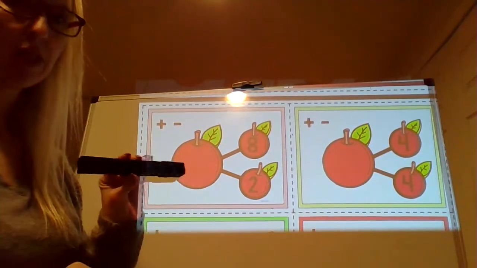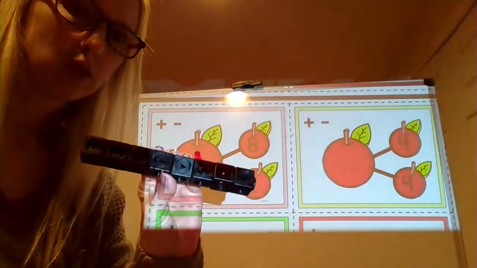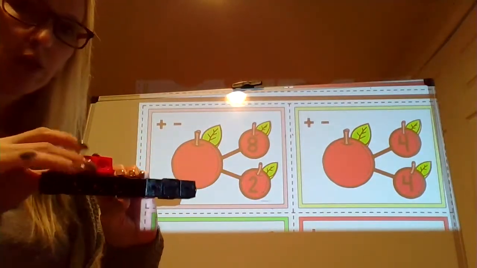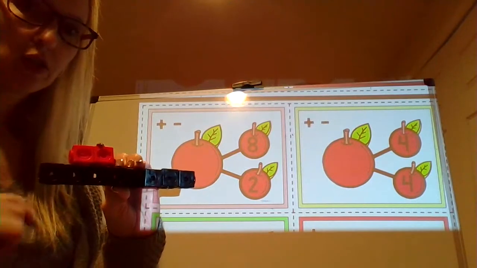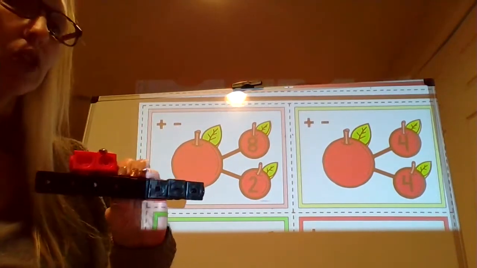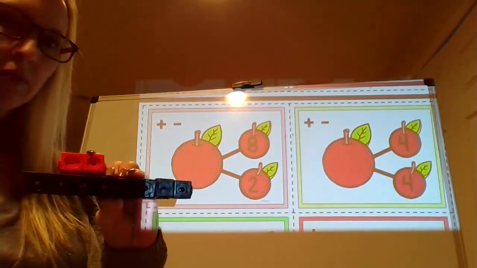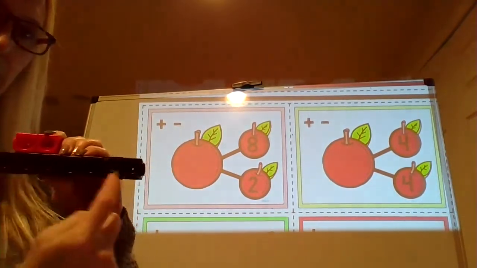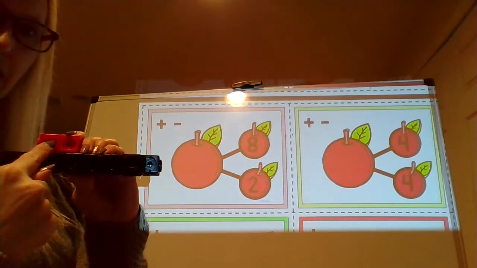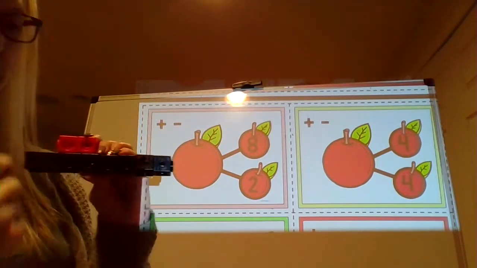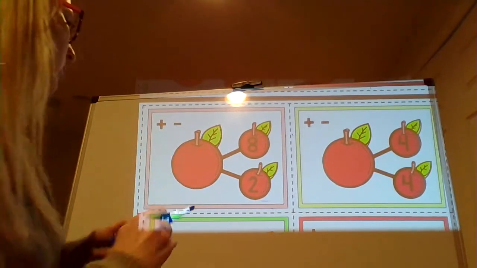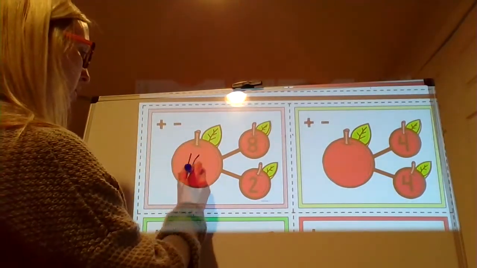Okay, I've got my 8 black counters and my 2 red counters. Okay, so we're going to count on starting with the bigger number. Which number is bigger, 8 or 2? Okay, 8 is bigger, so I'm going to say 8, 9, 10. 8 plus 2 equals 10.